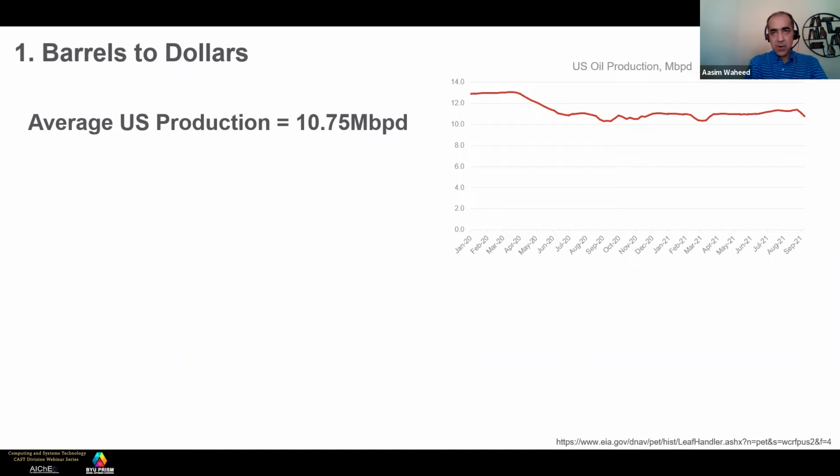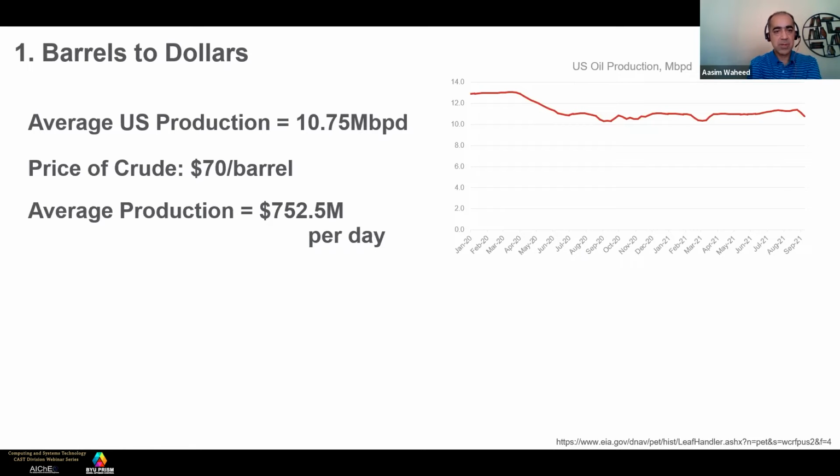The price of oil right now changes literally every minute, every second. But right now, it's at $72 per barrel. I'm going to use a very approximate and rough number of $70 a barrel. That 10.75 million barrels a day at $70 a barrel translates into approximately $750 million per day of production only in the US.